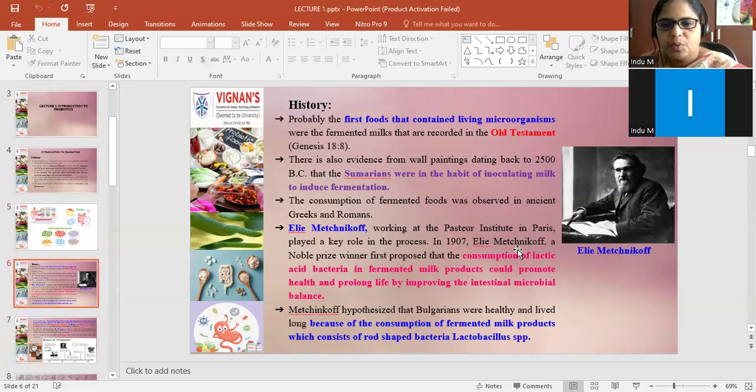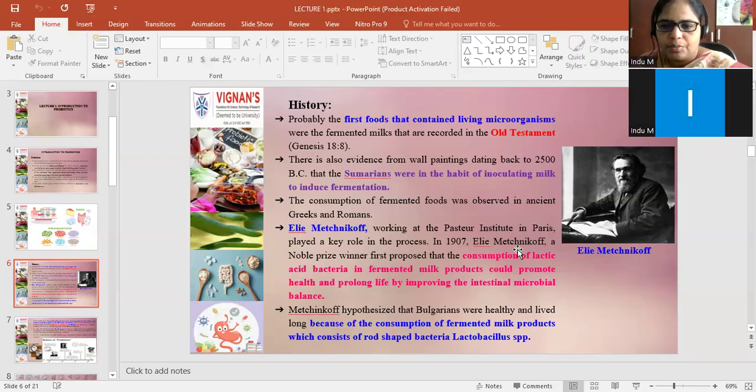Coming to the history of probiotics. These are the first foods containing live microorganisms. The evidence is present in the Old Testament of the Bible, where they used microorganisms for fermenting milk. Later, before Christ, the Sumerians also practiced inoculating milk with microorganisms, which initiates the fermentation process and produces fermented milk. The consumption of fermented foods was also observed in the ancient Greeks as well as the Romans.